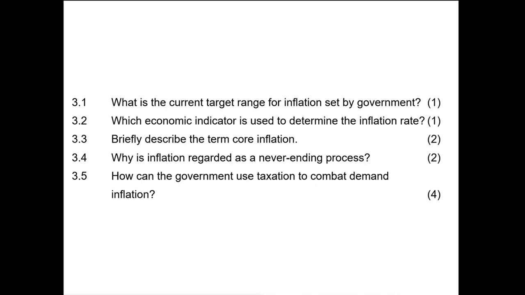Okay, so question 3.5, the question reads, how can the government use taxation to combat demand inflation? So what can the government do, which type of instruments could be implemented to combat demand inflation, meaning getting people to spend less money, so to lower demand. We're not talking about stimulating demand, but actually contracting or curbing demand. So for 4 marks, that would require you to give 2 facts or 2 sentences answering that question.